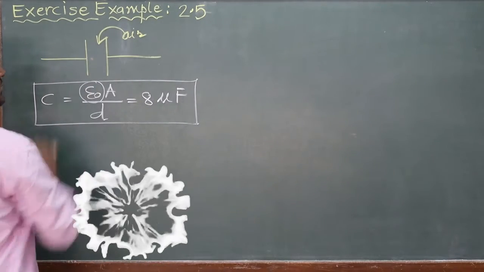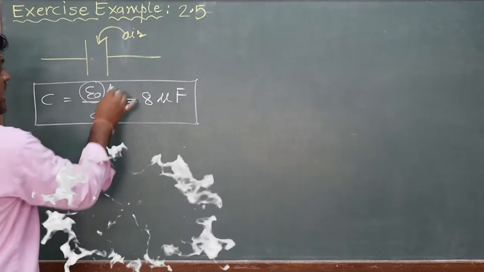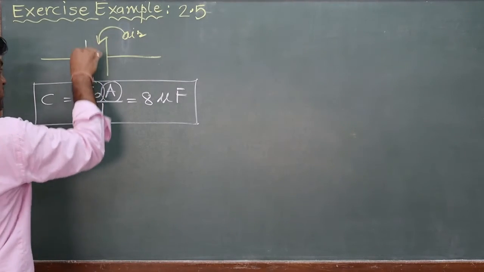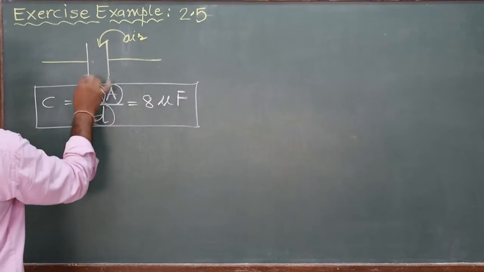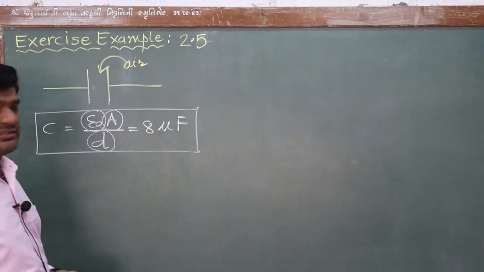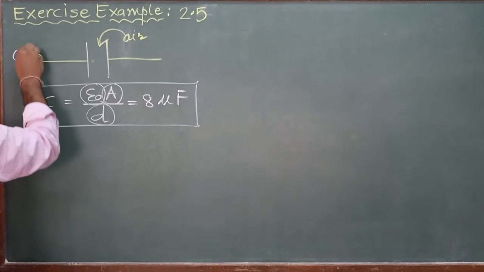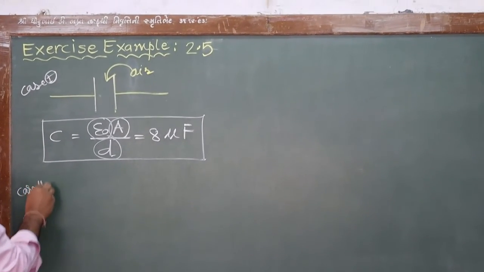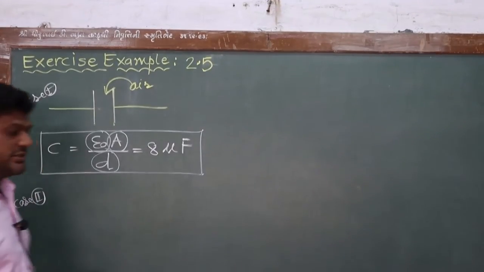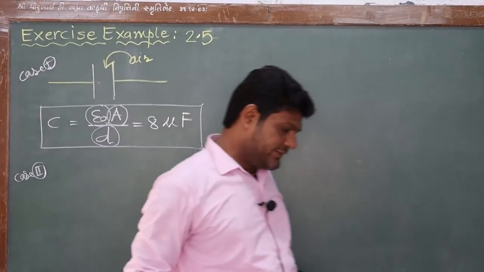Epsilon 0 is the permittivity of free space, A is the area of each plate, right? Each plate has area A, and D is the separation between these two plates, right? This is case number 1. Now case number 2.